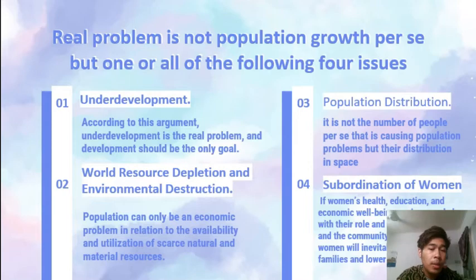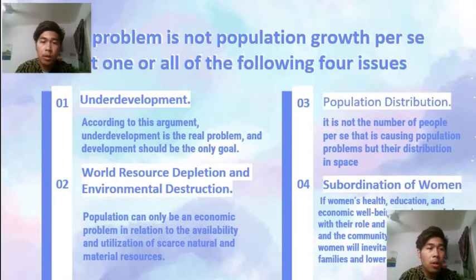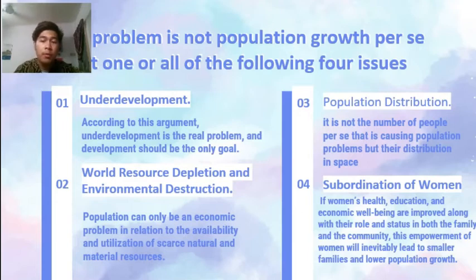According to this argument, underdevelopment is the real problem, and development should be the only goal. Number two is world resource depletion and environmental destruction. Population can only be an economic problem in relation to the availability and utilization of scarce natural and material resources. The fact is the developed countries, with less than one quarter of the world population, consume almost 80% of the world's resources. In terms of the depletion of the world's limited resources, therefore, the addition of another child in the developed country is as significant as the birth of many times as many additional children in developing countries.